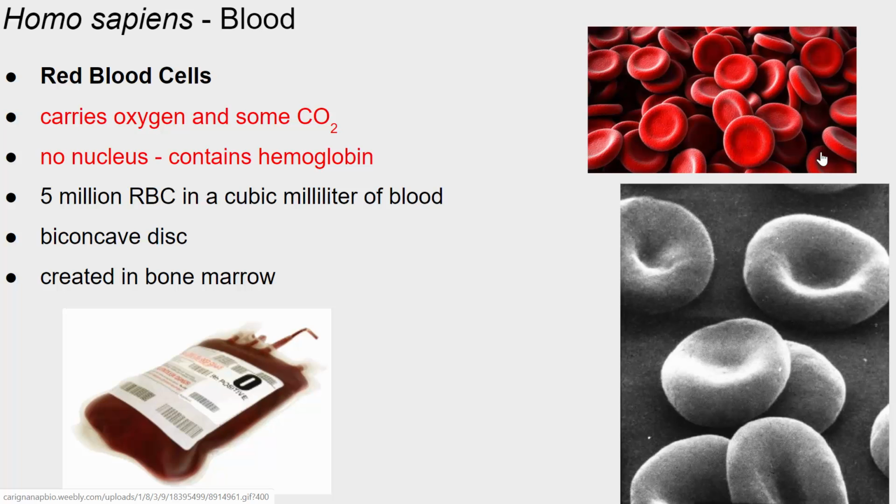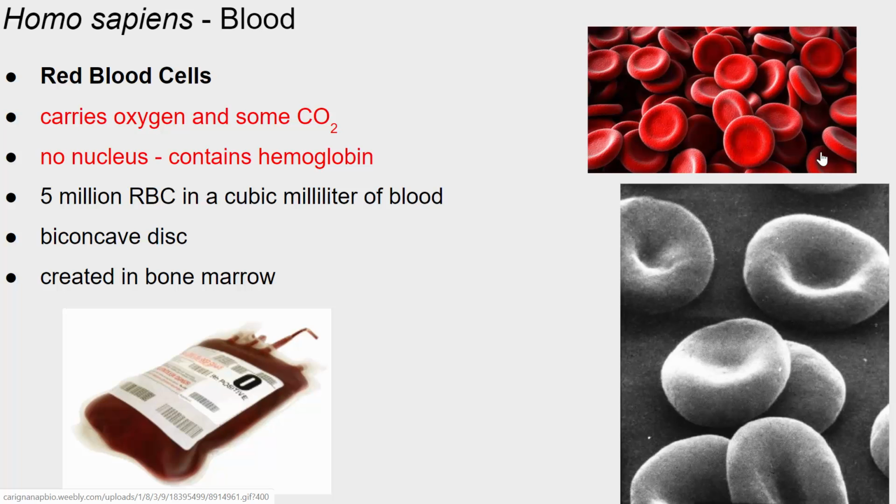So the red blood cells have hemoglobin in them. Hemoglobin is a molecule that contains iron and can latch on to oxygen and transport it from one place to another. Our red blood cells actually have no nucleus in them.